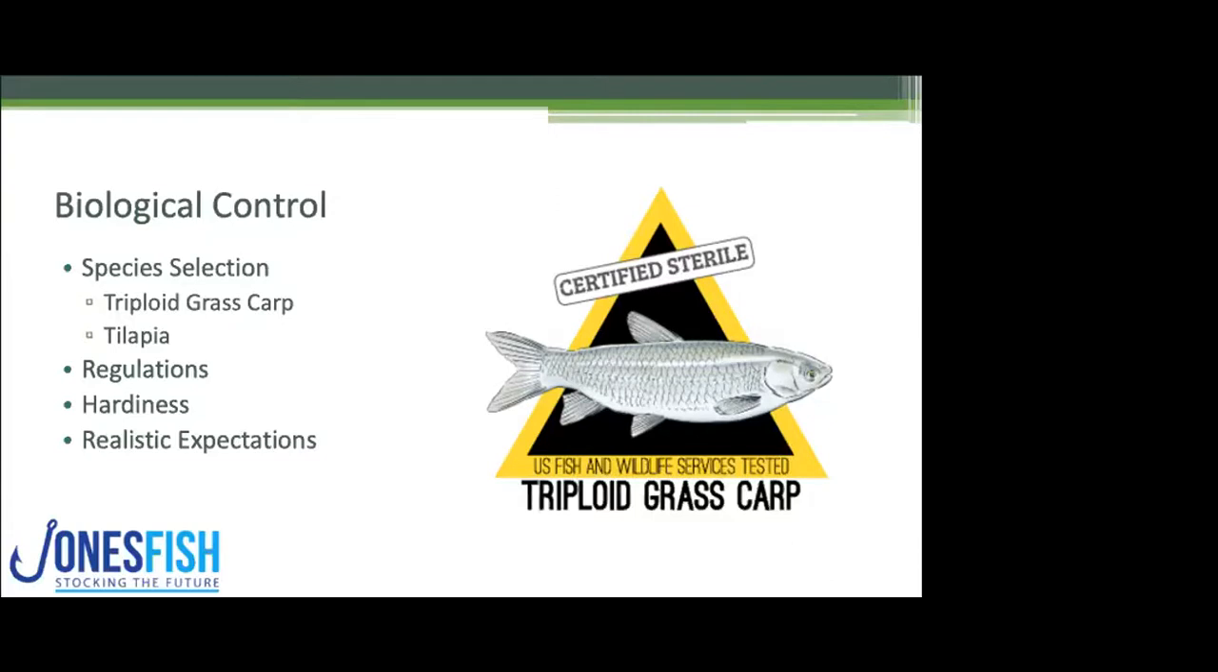Tilapia are another good option. We started stocking those a handful of years ago, strictly for vegetation control. They're very, very aggressive eaters, strictly vegetarian. They eat everything green, whereas grass carp are a little bit more picky. Tilapia will eat pretty much everything.